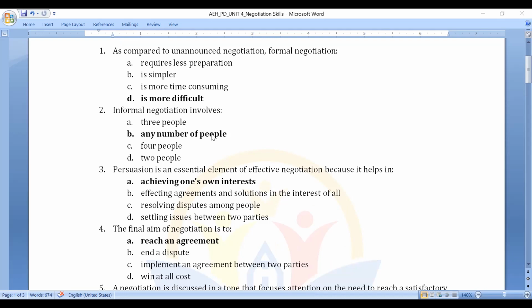How many people can be involved in informal negotiation? There are no restrictions. Any number of people can be involved in informal negotiation, but if it is a formal negotiation, there must be a limit to the number of people.